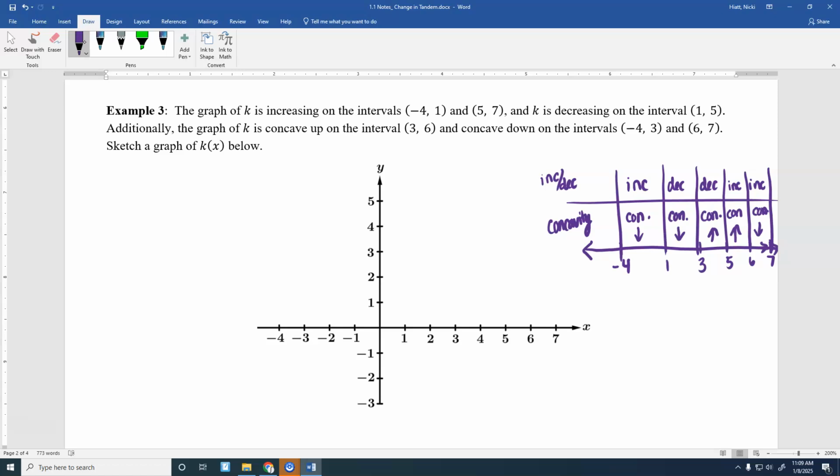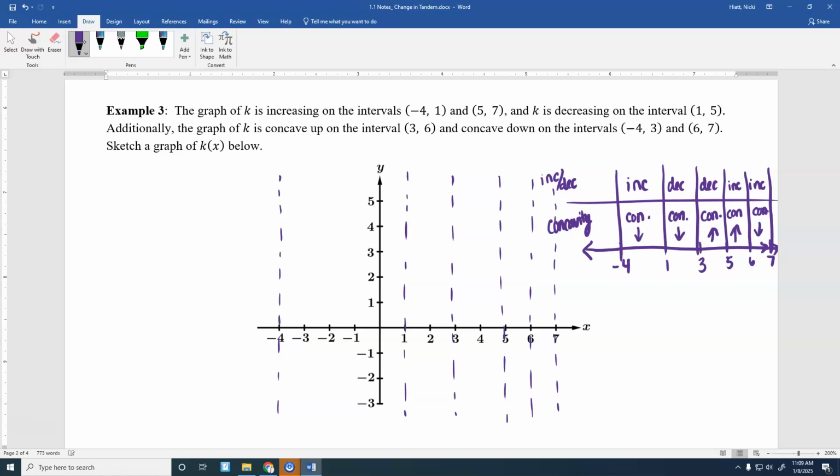It might even be helpful to put some vertical dotted lines right here. These are not part of my graph, but they break it into the pieces of the graph. So -4, 1, 3, 5, 6, 7. Wait, are these all the x values? Yes, they are, x values. So on my x-axis, I'm just drawing these dotted lines to break it into the pieces of the graph that I need.